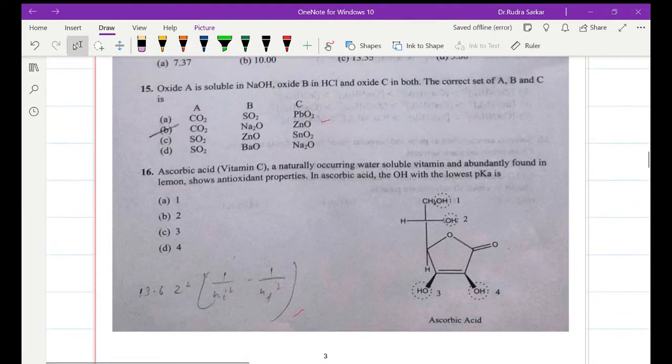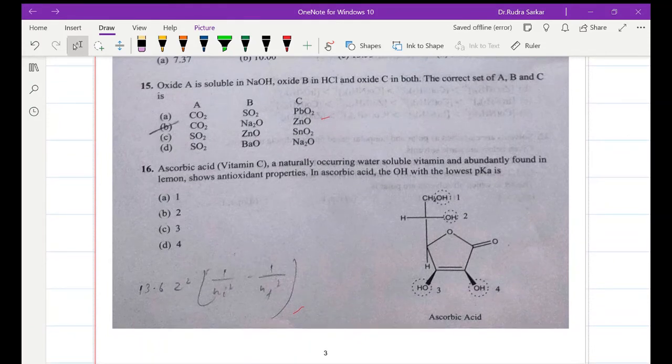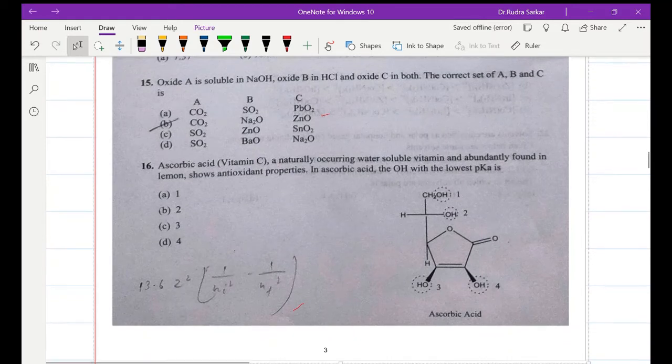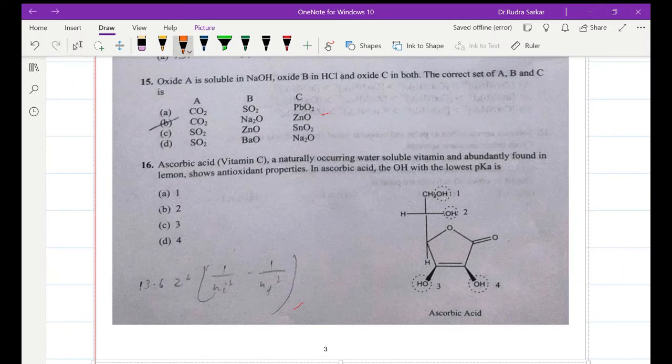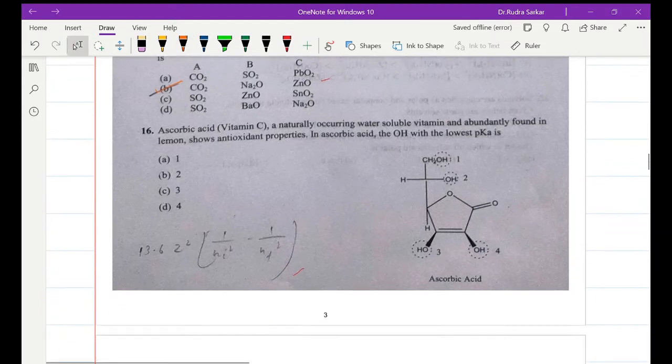Question number 15 says an oxide A is soluble in NaOH, oxide B in HCl, oxide C in both. So C is obviously an amphoteric oxide, B is a basic oxide, and A is an acidic oxide. The correct order of ABC we have to find out. So carbon dioxide is an acidic oxide, Na2O is a basic oxide, and ZnO is an amphoteric oxide. So option B is the correct option over here.